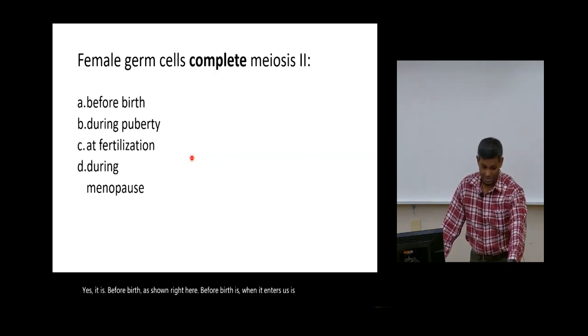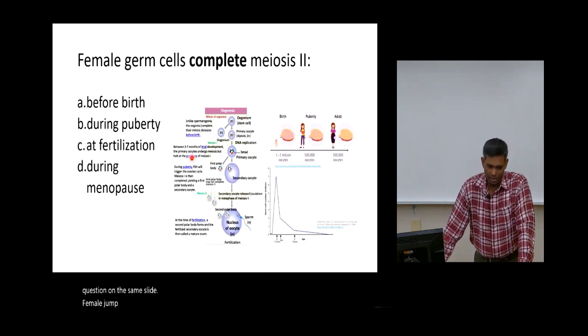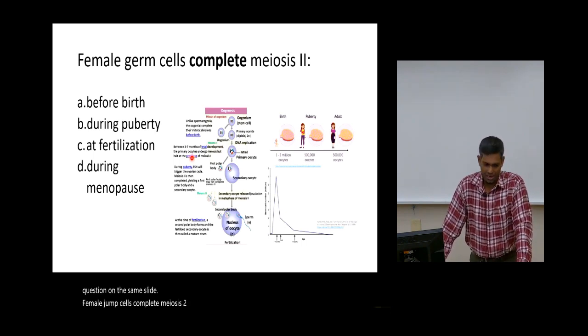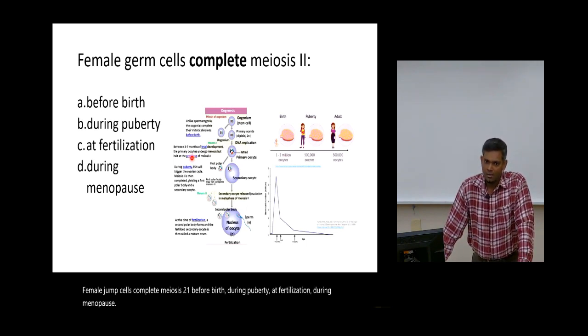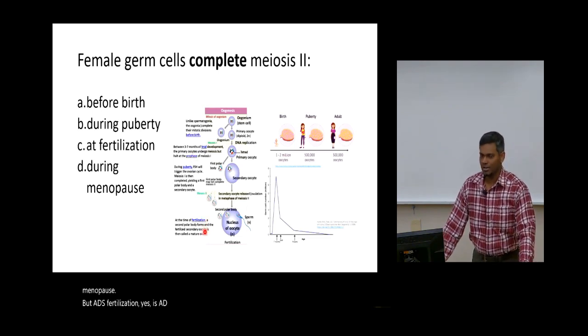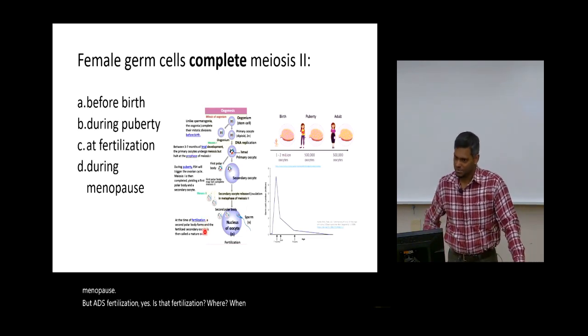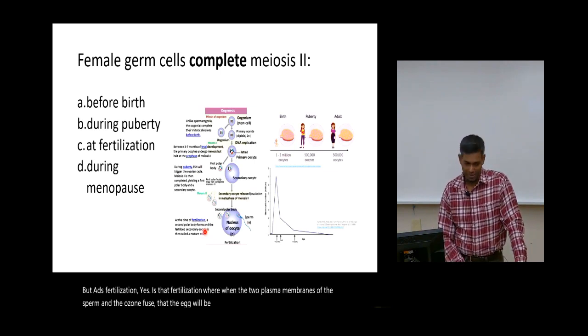So another question on the same slide. Female germ cells complete meiosis 2 when? Before birth, during puberty, at fertilization, during menopause? At fertilization, yes. It is at fertilization where, when the two plasma membranes of the sperm and the oocyte fuse, the egg will be activated to complete meiosis 2.